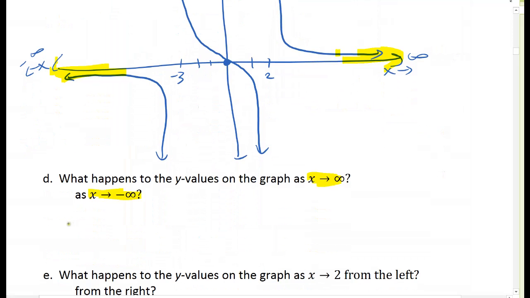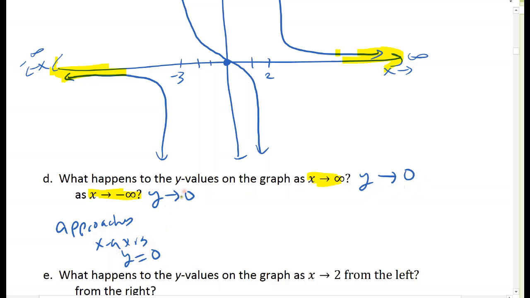And so it's approaching the x-axis, which is the value y equals 0. And so the y values approach 0 on both tails. All right, so at the ends, my y value is approaching the x-axis, which is the line y equals 0.